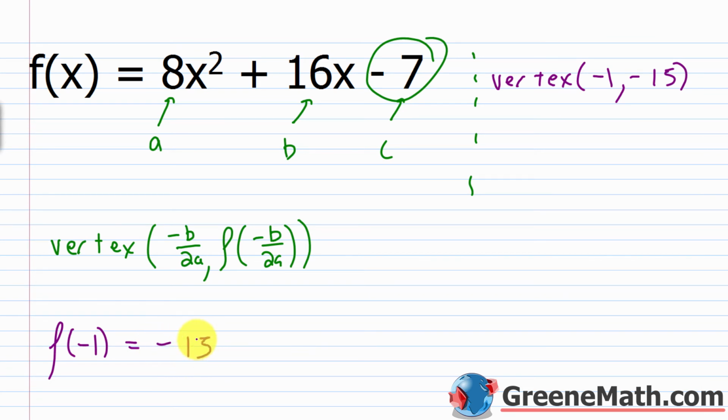So just that quickly, we found our vertex. No messy completing the square. No long, lengthy process. Pretty straightforward. So all you have to do is write this down and understand how to find a, b, and c, which is very, very simple. And you will have your vertex right away. So once again, the vertex here is at the point -1, comma, -15. All right, let's try another one.